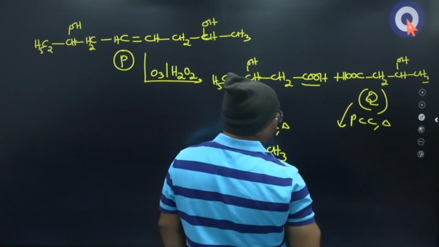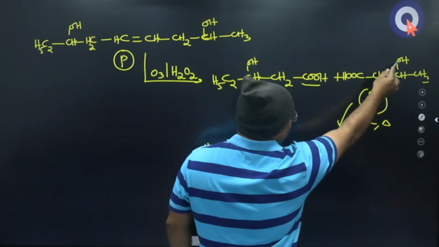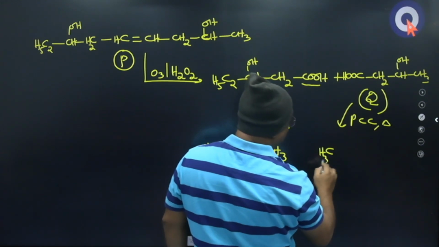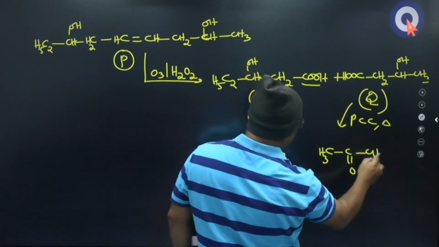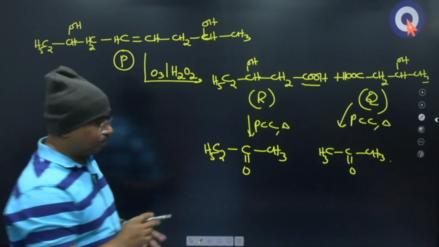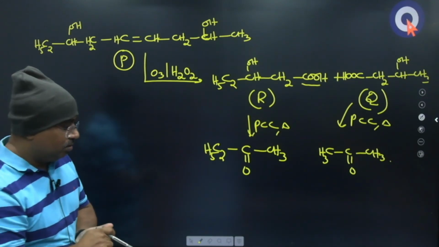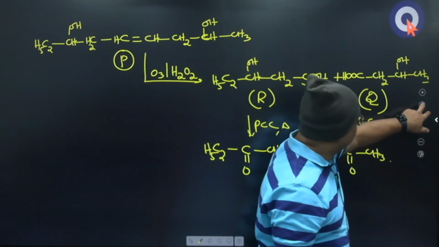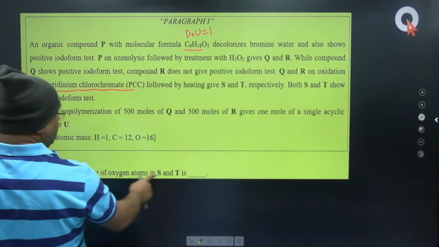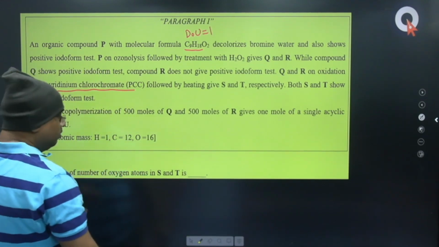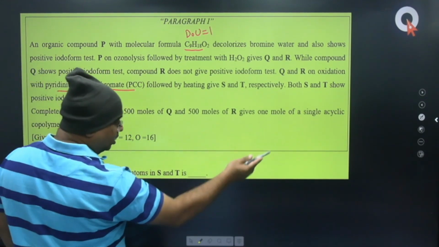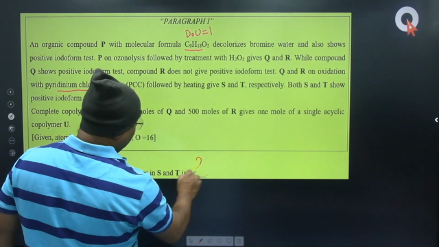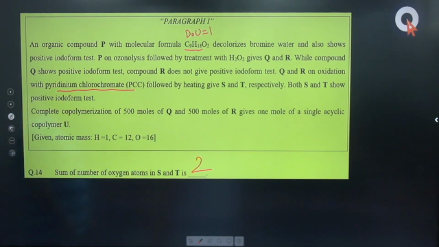Then this is again also the same. This is converted to C double bond O, acid, beta keto acid. Then it will convert into CH3, C double bond O, CH3. So S and T. Clear? The question is, how many oxygen atoms are there in S and T? Total, O in this, O in this. So it will be only 2. Only 2 exist. Okay.